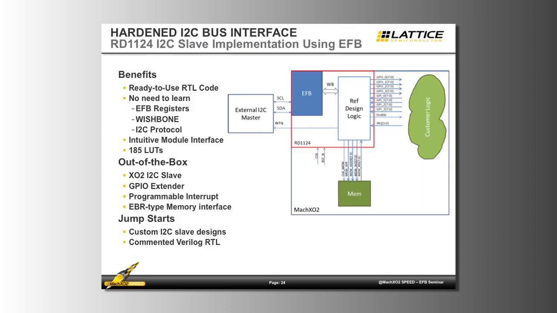So, Reference Design 1124 provides an easy-to-use RTL code that can quickly allow the user to implement the I2C slave interface with minimal effort or need to learn the intricacies of the embedded function blocks, the wishbone interface, or even the I2C protocol. The reference design can be used as an I/O expander for a pin-limited micro, or attach the MachXO2 to an I2C bus as a master and access the fabric.